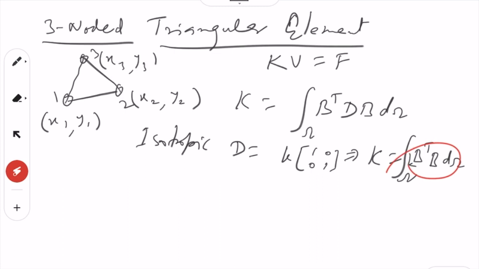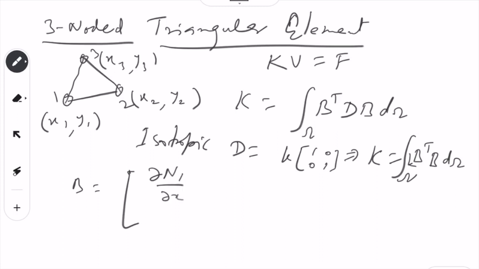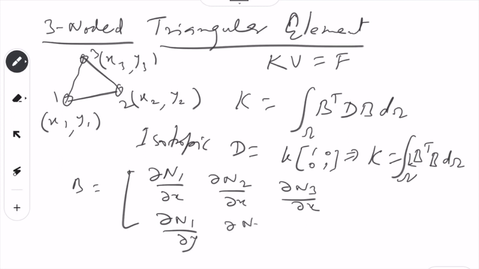Now, what is the meaning of B in this case? There are three noded elements. So here, B equals the first row dN1/dx, dN2/dx, dN3/dx, and the second row dN1/dy, dN2/dy, dN3/dy. So this is what B is. We have seen this in general, so we can get it from there.